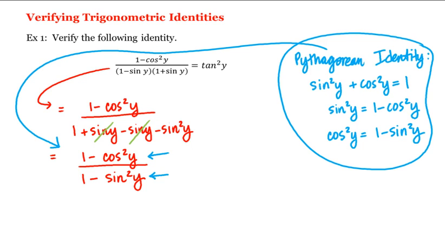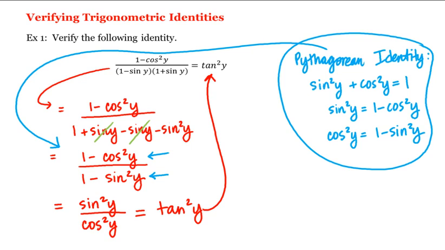That is, this is equal to sine squared y divided by cosine squared y, which is equal to tangent squared y, which is our right-hand side, and so we verified this identity.